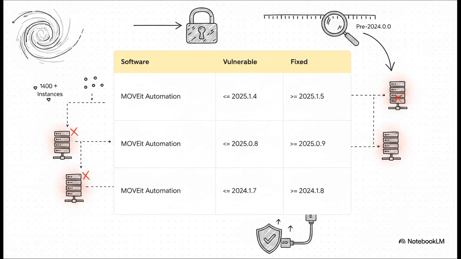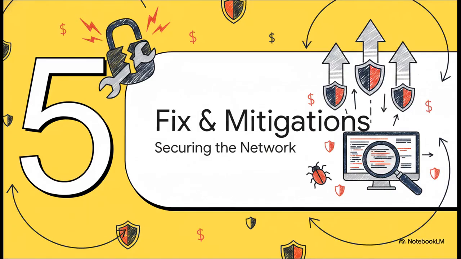completely vulnerable. And to put the scale of this into perspective, security researchers noted that over 1,400 instances were exposed directly to the open internet at the time of discovery. That is a massive attack surface. Please take a second to cross-reference your own environment with this vulnerable scope. If you're running one of these, you need to take action right now. Which brings us to Section 5, Fix and Mitigations.